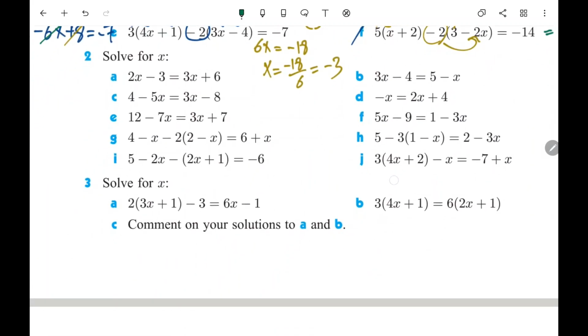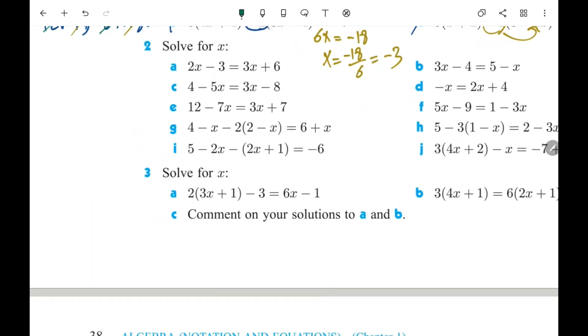Okay, let's go with I and J. Here we had 5 minus 2x. Okay, negative, and here bear in mind that we had a hidden 1. So negative times 2x will be negative 2x. Negative 1 times 1 will be negative 1, all equals negative 6.